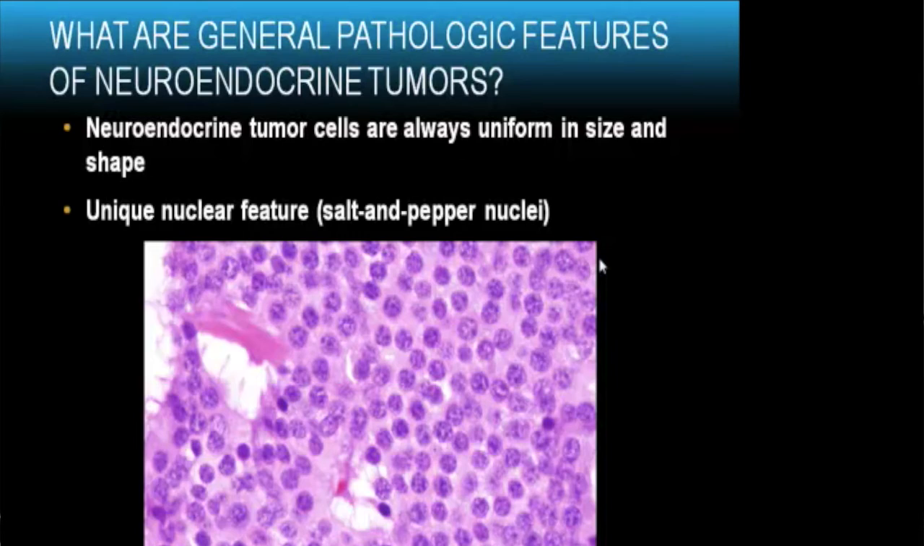The second feature is that neuroendocrine tumor cells have very unique nuclei. We call it salt and pepper nuclei. Why? Because when you look at each individual nucleus, you feel the nucleus is kind of composed of many very fine granules, like salt and pepper. So we call it salt and pepper nuclei.